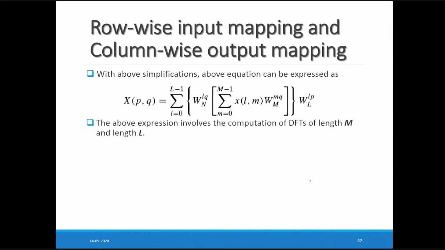The above expression involves the computation of DFTs of length m and length l. Now this equation is nothing but the simplification of the previously discussed equation. If I divide this equation into parts, the first part is whatever our input sequence x of n, we have to multiply with the twiddle factor. This is our first equation. Then we have to do the summation from m is equal to 0 to m minus 1. So this first bracket is your first equation.